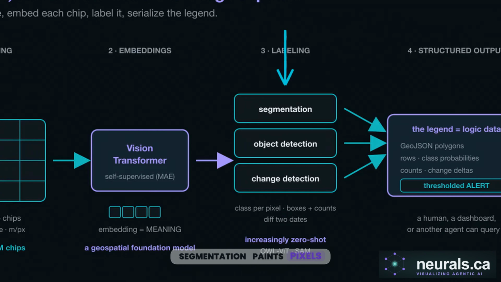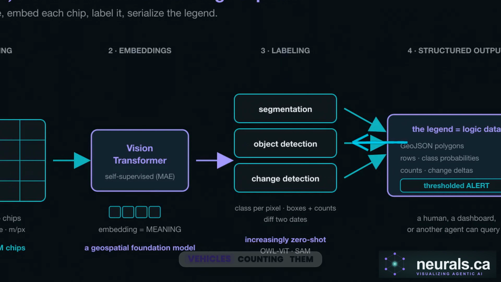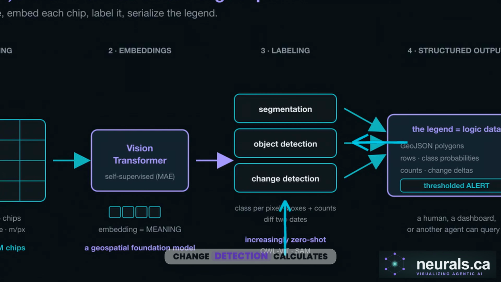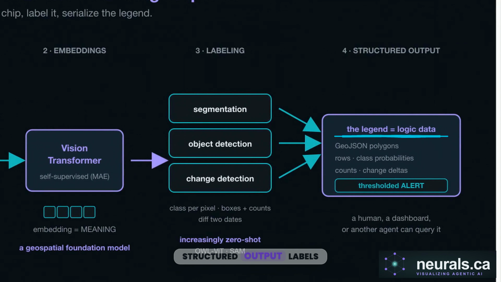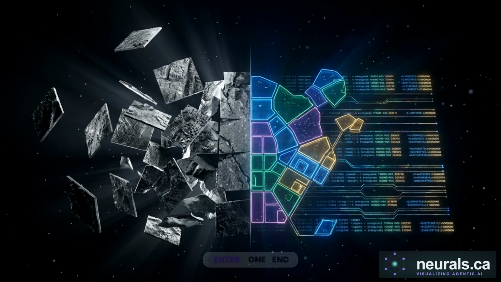Segmentation paints pixels with classes like water. Object detection draws boxes around vehicles, counting them. Change detection calculates what moved. Finally, structured output. Labels are serialized into GeoJSON polygons, database rows, and automated alerts. Raw pixels enter one end of the pipeline, and structured, easily searchable facts exit the other.